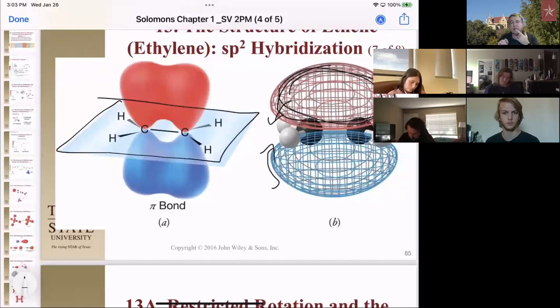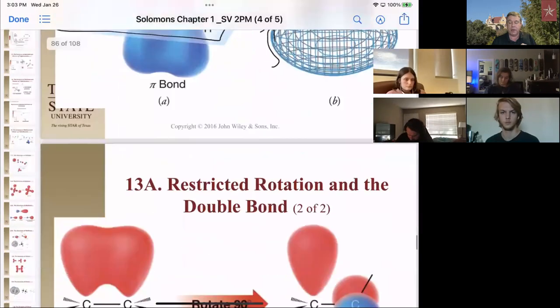Well, what else that does is that means we cannot rotate the bond between the carbons. In the sp3, you could rotate that bond because we have no other bonds between the 2 carbons, and the hydrogens can just rotate past each other. Okay, but we can't do that once we have a pi bond.